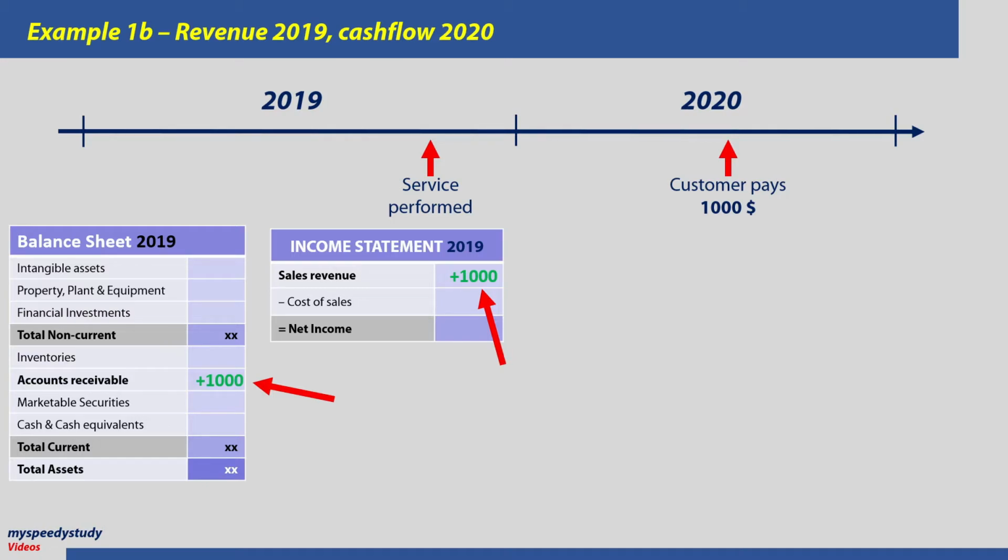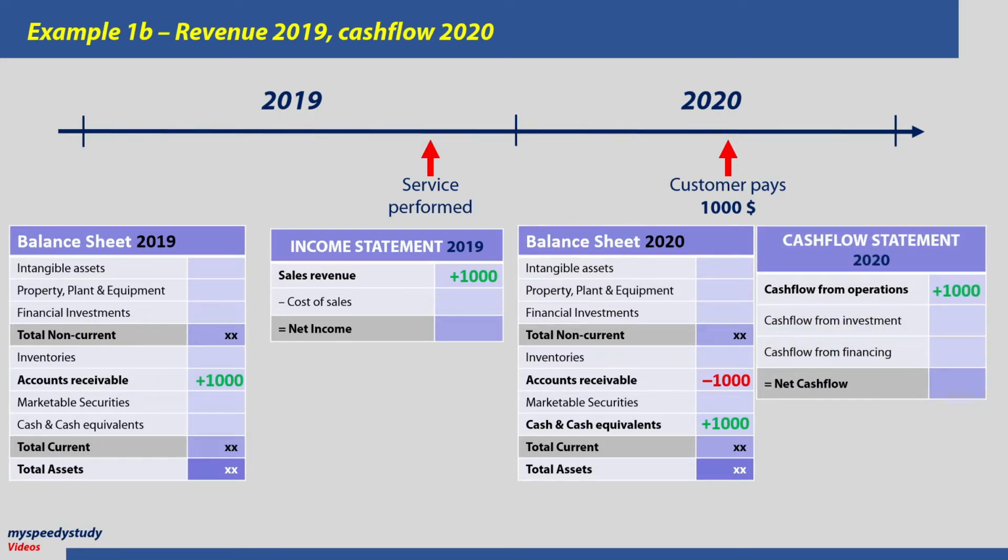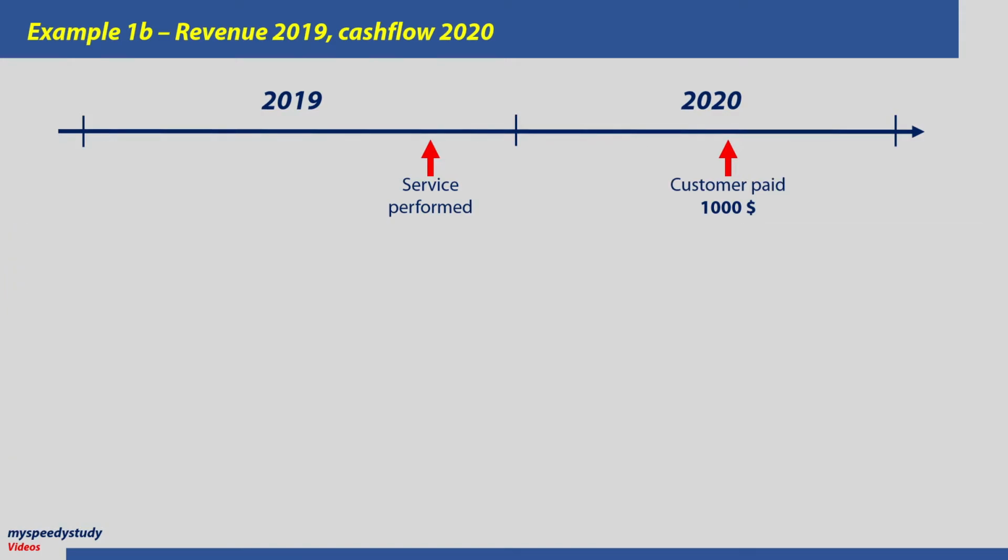In 2020, the customer sends the money and the cash position increases by 1,000. Then the receivable is removed from the balance sheet or from the accounts. In a way, the amount of 1,000 changes its position in the balance sheet. The receivables go down and the cash position goes up. And of course, the 1,000 cash inflow appears in the cash flow statement of 2020, because that is when the money arrived. So what's the difference between the first two scenarios?